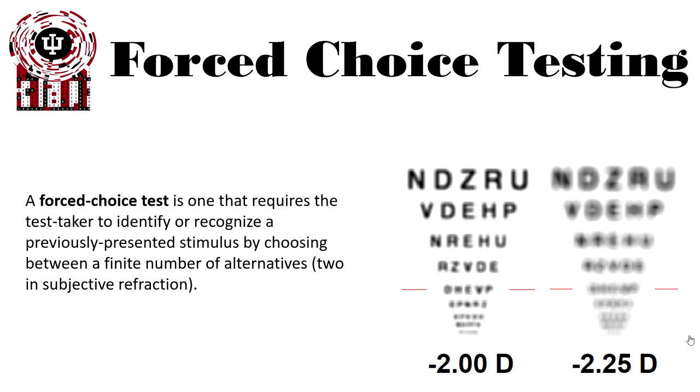A forced choice test is one that requires the test taker to identify or recognize a previously presented stimulus by choosing between a finite number of alternatives. In refraction, that's 2, which is why it's a two-choice forced choice test.